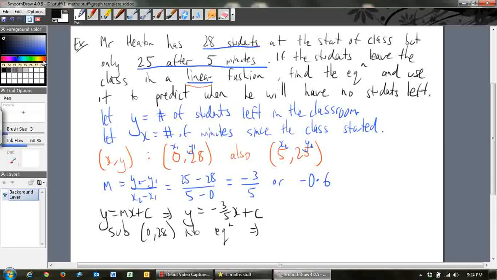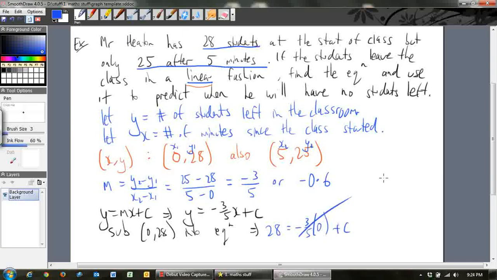Therefore, our equation is y equals negative 3/5 x plus c. What was the y value? So we got 28 should be equal to negative 3/5 times the x value. What's the x value? 0. And you can see why I chose that, because negative 3/5 times 0 is 0. Nice and easy. If you did something else, you'd still get an answer, but this just makes the maths a bit easier. Plus c.